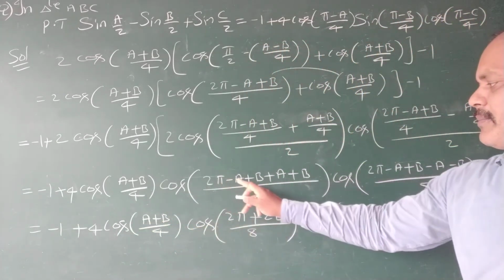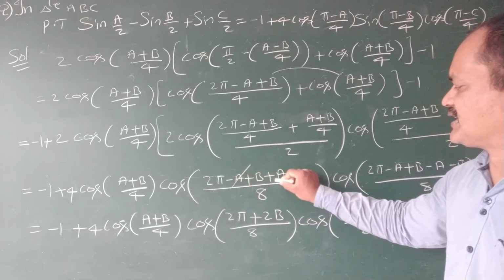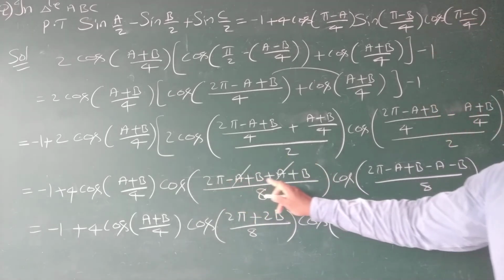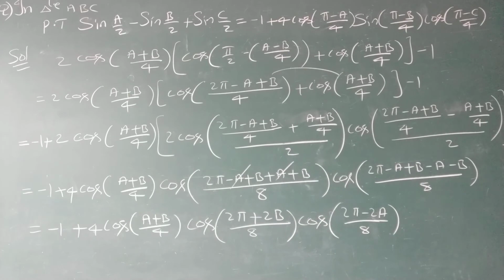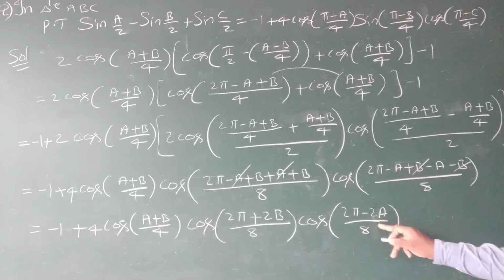Here minus A plus A gets cancelled. That's why 2 pi plus 2B by 8. Here B minus B gets cancelled. That's why 2 pi minus 2A by 8. Now we are going to the next step.